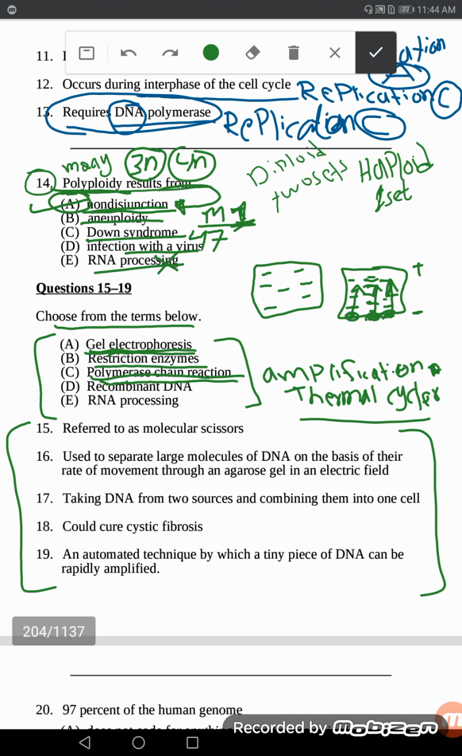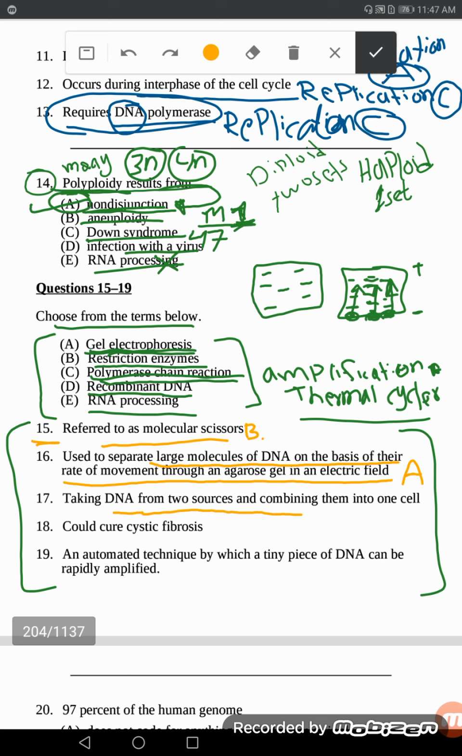Recombinant DNA: from this term it's clear that two DNAs are combined. It's DNA from two sources, or maybe more than two sources. And RNA processing, we explained it many times in the previous videos. You know what we mean by RNA processing. So in question 15, it says: refer to us molecular scissors, which are restriction enzymes, which is B. Used to separate large molecules of DNA on the basis of their rate of movement through an agarose gel in an electric field, this is A, the gel electrophoresis process, as I explained before.